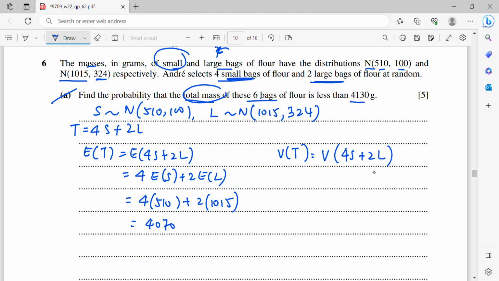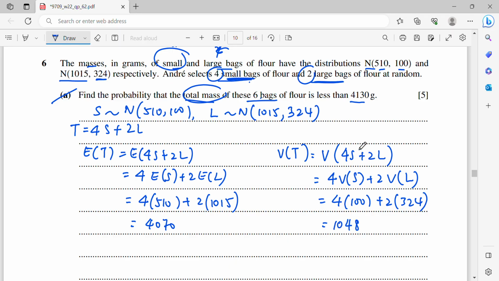Now, for the variance of the total, this is going to be the variance of 4S plus 2L. Since these are 4 small bags and 2 large bags, it's like you get the summation of 4 small bags and the summation of 2 large bags. So for your variance, it will be just 4 variance S plus 2 variance L, which is not the multiplication, it's just an addition. So it's 4 times 100 plus 2 times 324. So at last, you will be getting 1048.